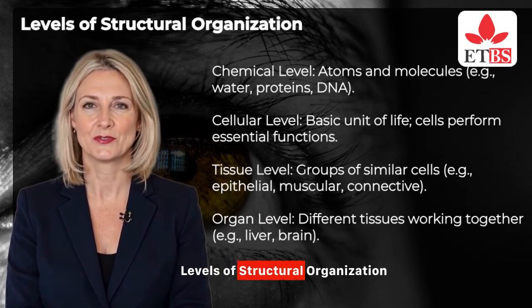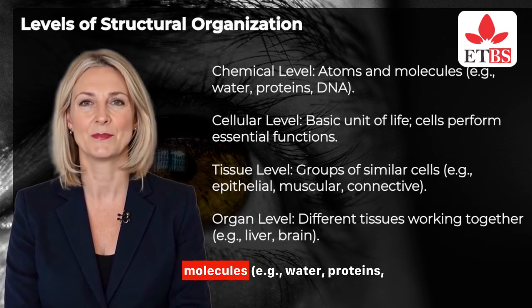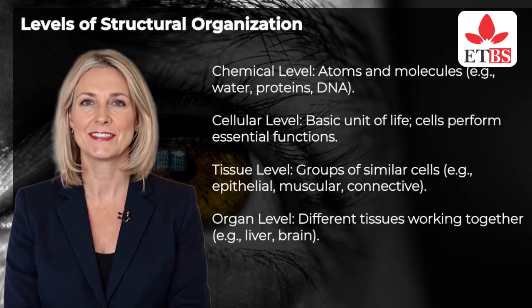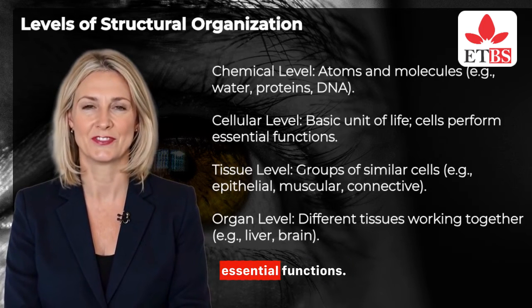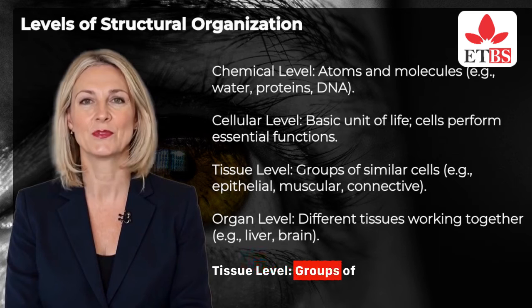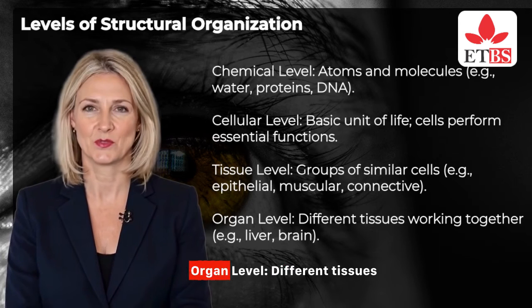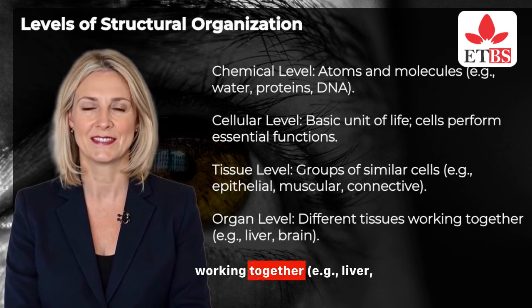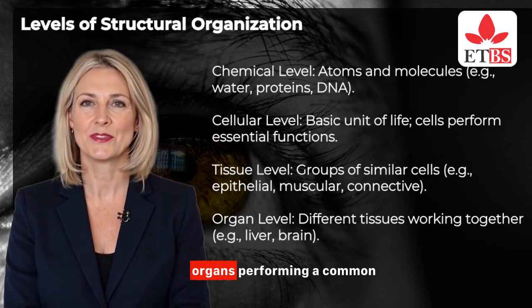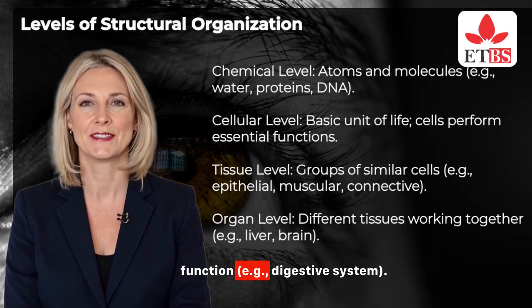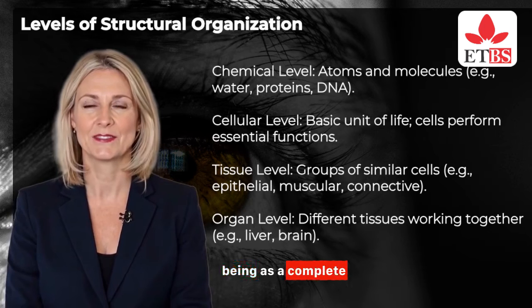Fourth, levels of structural organization. From smallest to largest, chemical level, atoms and molecules, e.g. water, proteins, DNA. Cellular level, basic unit of life, cells perform essential functions. Tissue level, groups of similar cells, e.g. epithelial, muscular, connective. Organ level, different tissues working together, e.g. liver, brain. System level, groups of organs performing a common function, e.g. digestive system. Organismal level, the human being as a complete organism.